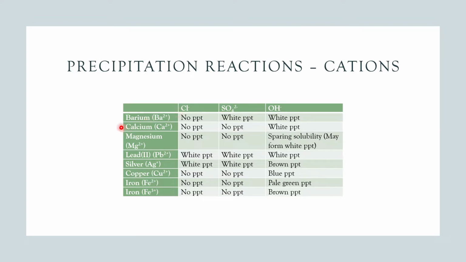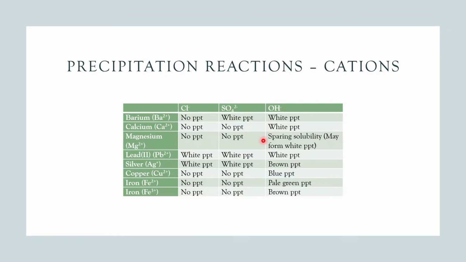So for example, for these cations, they generally don't form precipitate with chlorides, except for a couple, lead and silver. For sulfate, it's a very similar story, but then we begin to bring in barium sulfate, for example, as a precipitate. And most of them will react with hydroxide and form a precipitate.